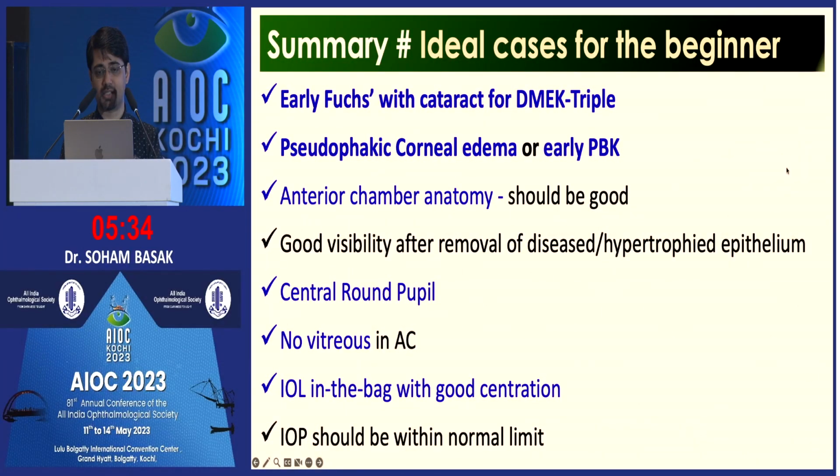So to summarize, ideal cases can be early Fuchs or pseudophakic corneal edema with a good anterior chamber anatomy. The central round pupil and a stable IOL are prerequisites. Ideally, no vitreous in the anterior chamber.